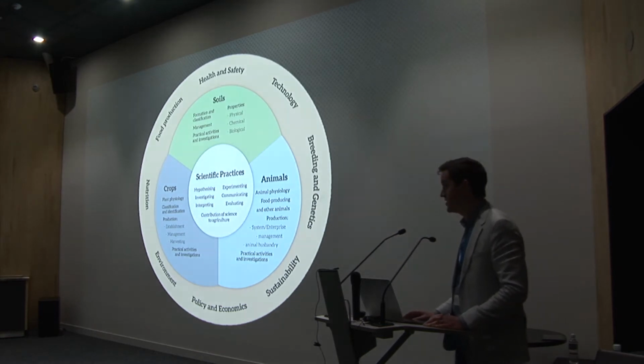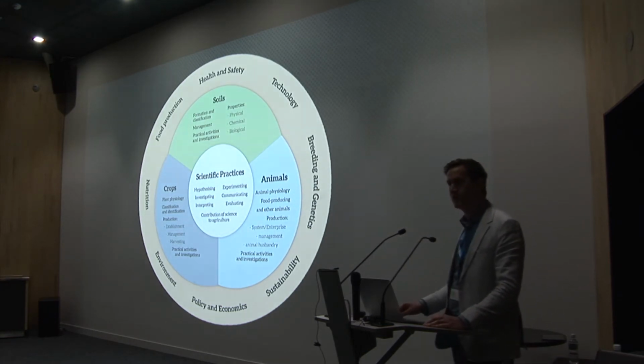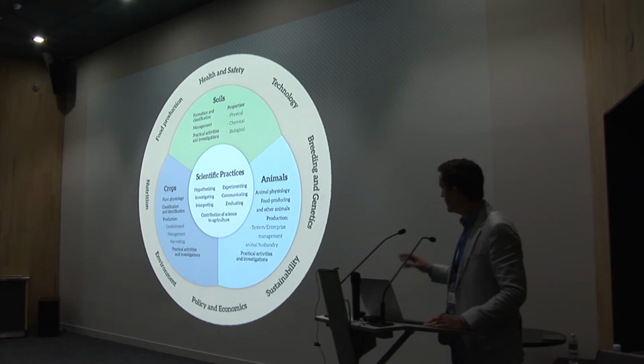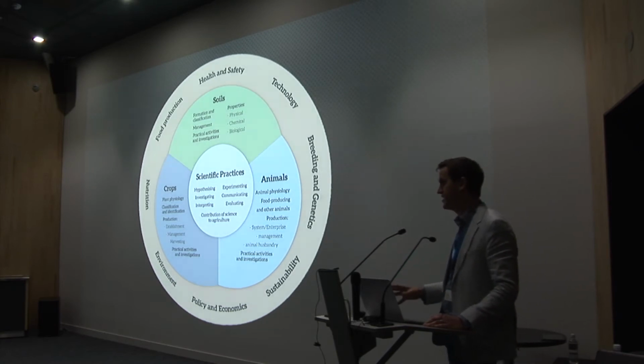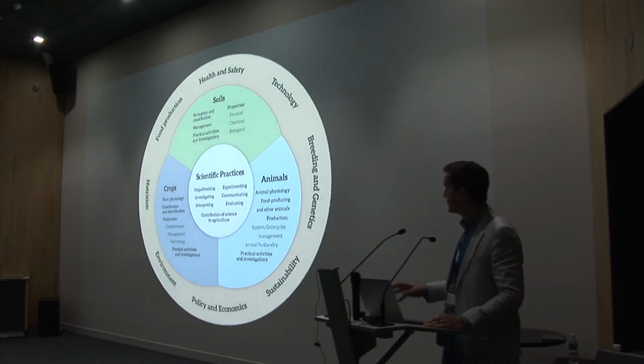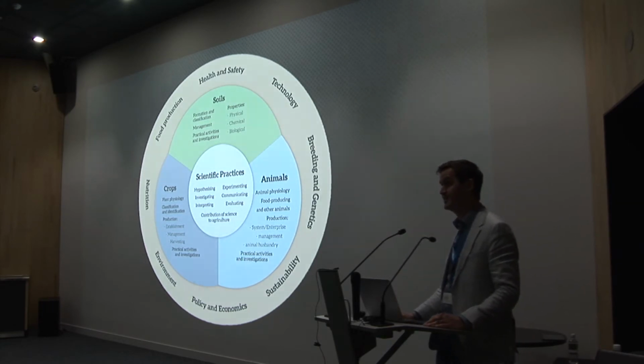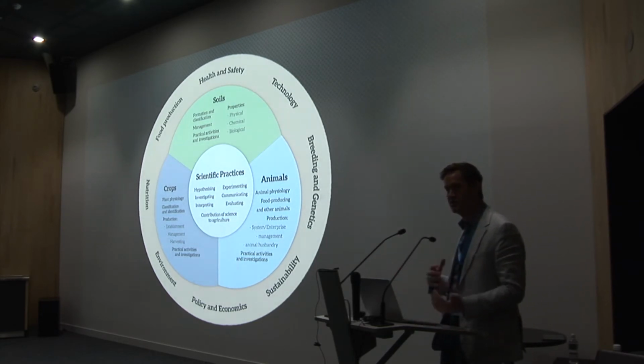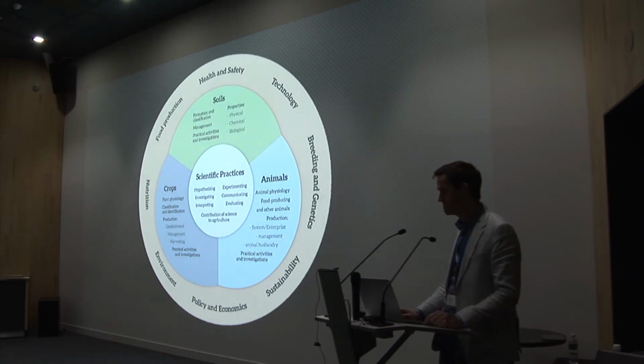This diagram gives a really good overview of the course. You can see that it's central. There are 4 strands. The central strand is scientific practice, and then there are 3 main strands around that: soils, animal production, and crop production. And then, as you see on the outside, there are 8 cross-cutting themes that link in with each of the different strands as well.